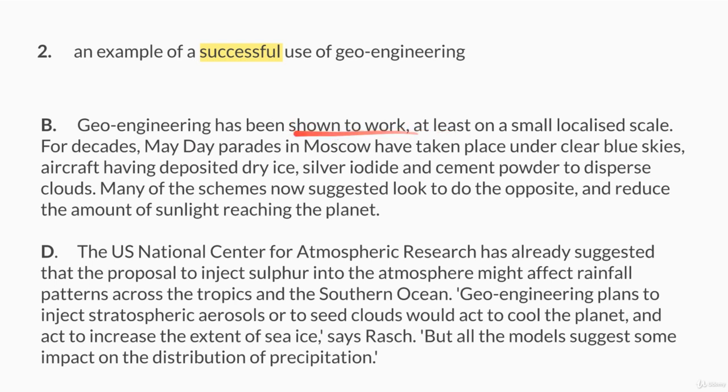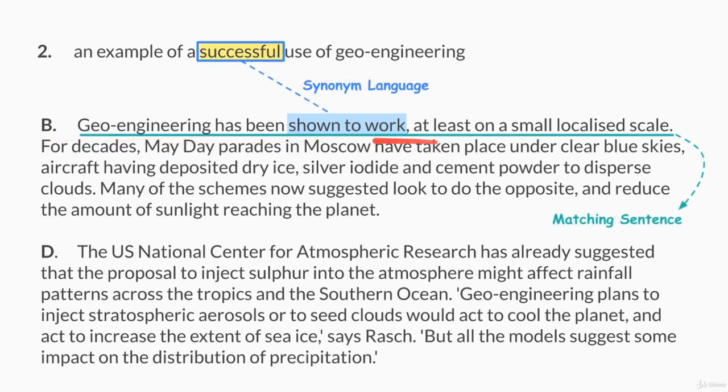Right here, right away, I see this phrase, shown to work. Something that is shown to work is synonym language for something that is successful. It successfully works. So that is synonym language. So it's likely that I'm going to find my answer over here. So I'm going to underline this. This may be our matching sentence. Now let's go ahead and read this matching sentence and let's see if this is in fact the correct answer.